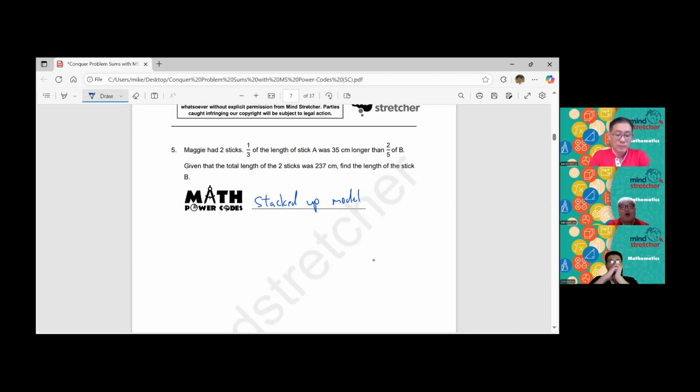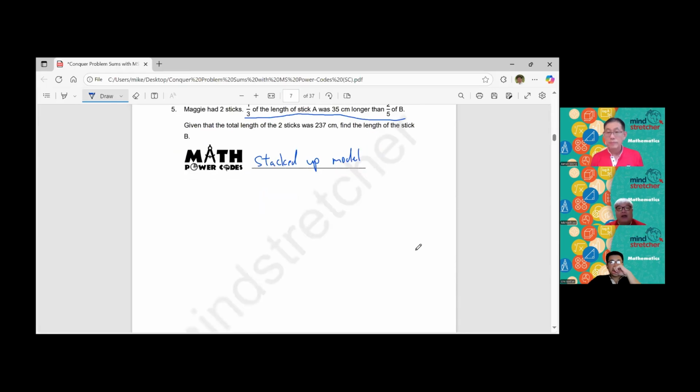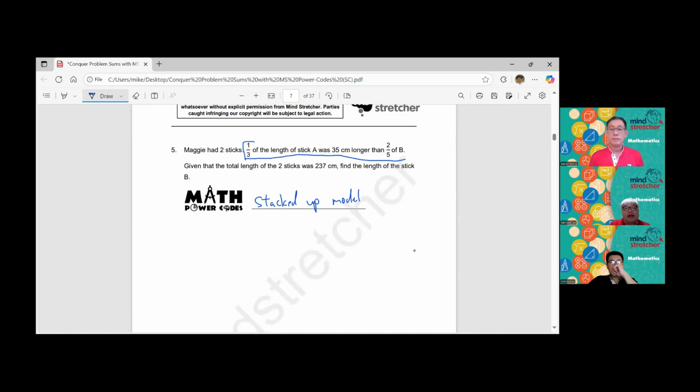So we have this question. Maggie has 2 sticks. 1/3 of stick A was 35 centimeter longer than 2/5 of stick B. If I draw my model, since it says 1/3 of stick A, I'm going to draw a 3 model here for A. Each bar represents 1/3 of stick A. So all 3 bars add up together to 1 whole of stick A. And it will be 35 centimeter longer than 2/5 of stick B. So each portion of this will be 35 centimeter.